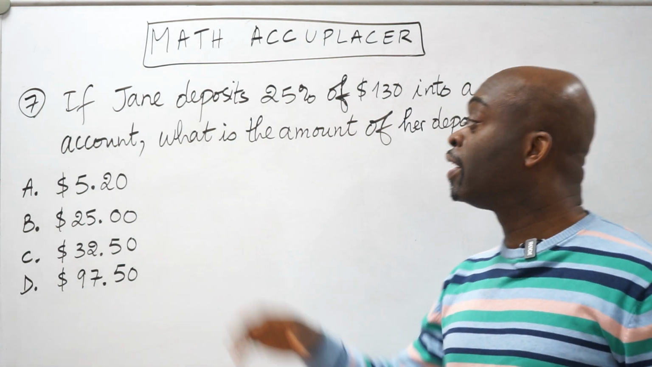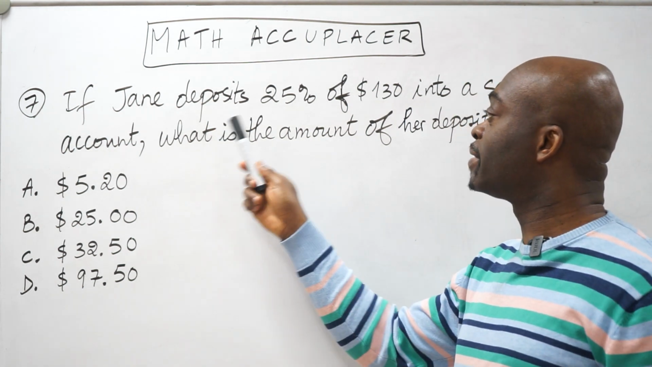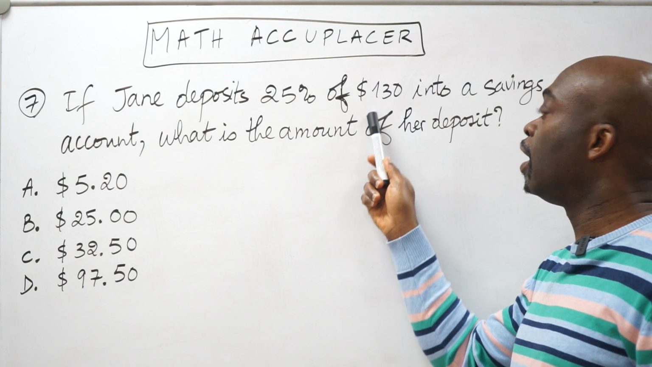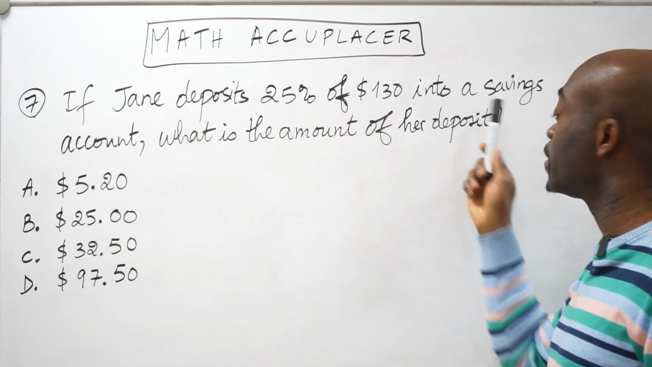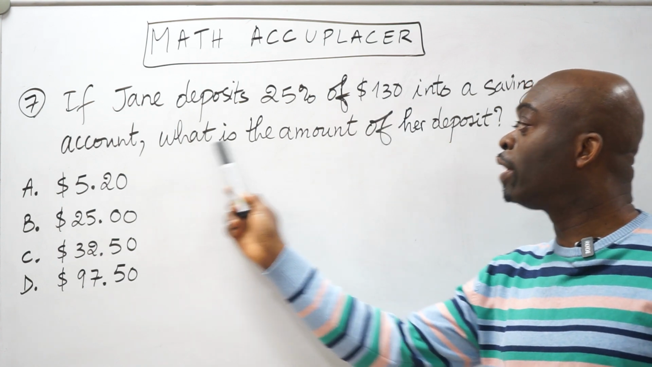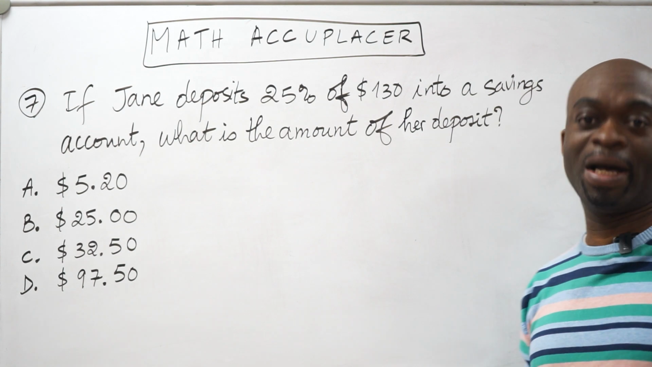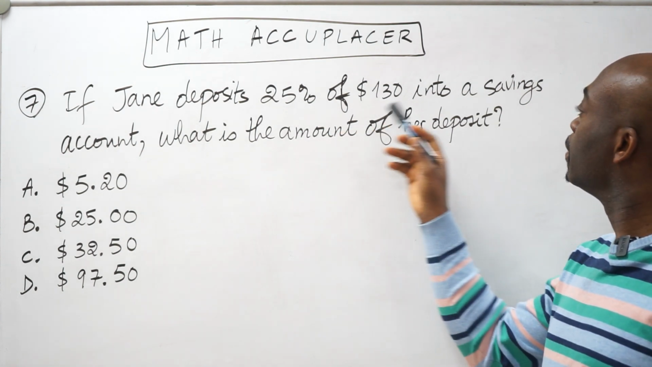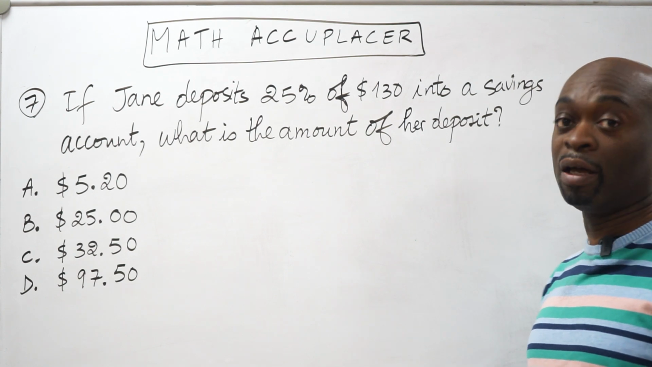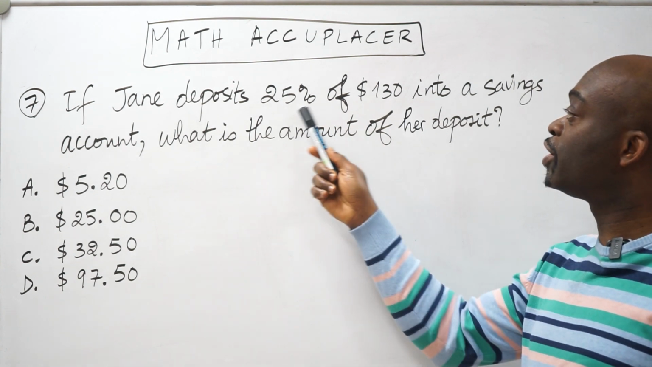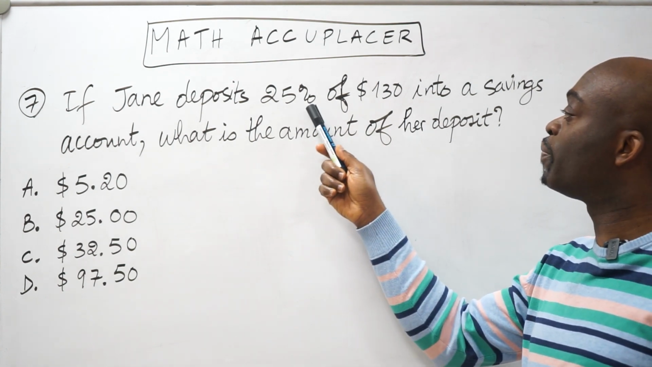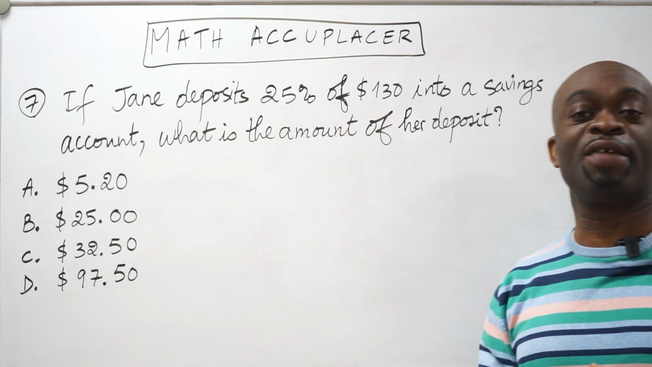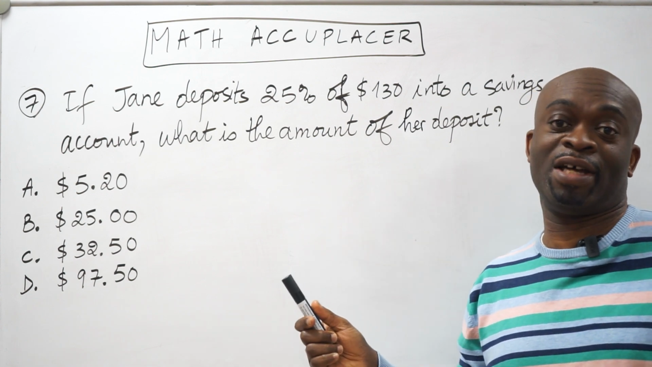Question number 7. If Jan deposits 25% of $130 into a savings account, what is the amount of her deposit? Okay, so she has $130, and then she deposited 25% into the savings account. We want to know how much it is, right?